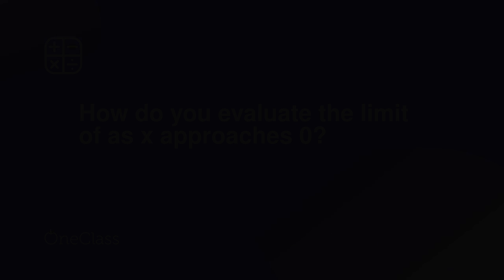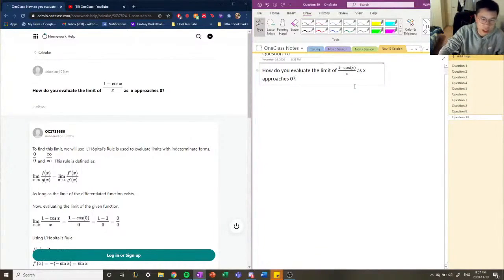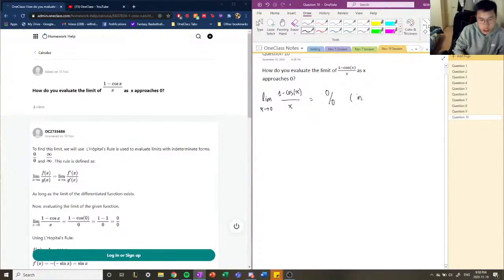Finally, let's move on to the last question of the day. Question number 10. How do you evaluate the limit of 1 minus cos x divided by x as x approaches 0? Okay, so if we were to calculate this limit normally, as x approaches 0 of 1 minus cos x over x, we get 0 over 0, which is indeterminate. So there is a method of calculating these limits when you have an indeterminate form.